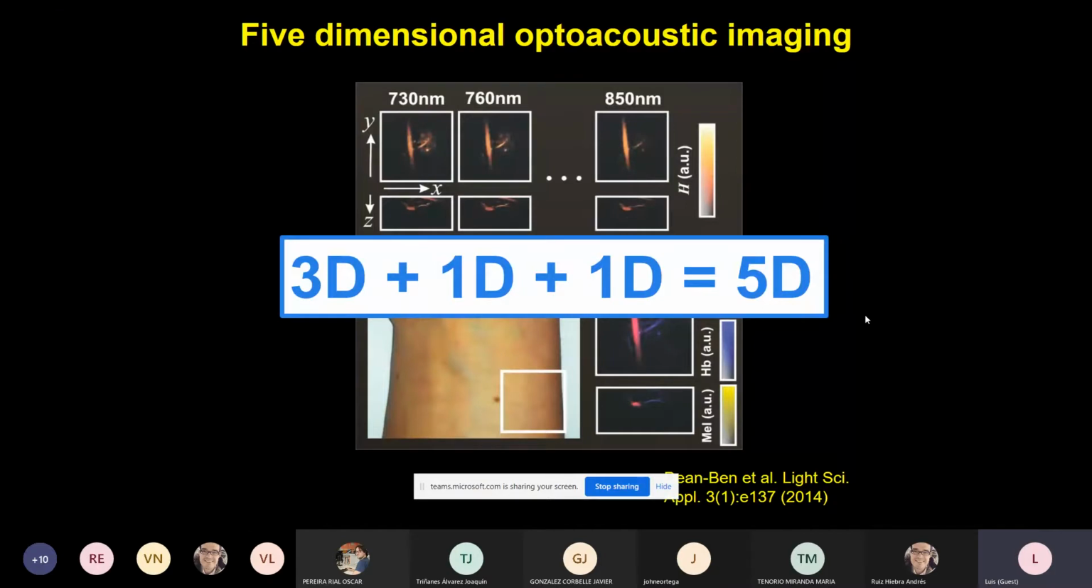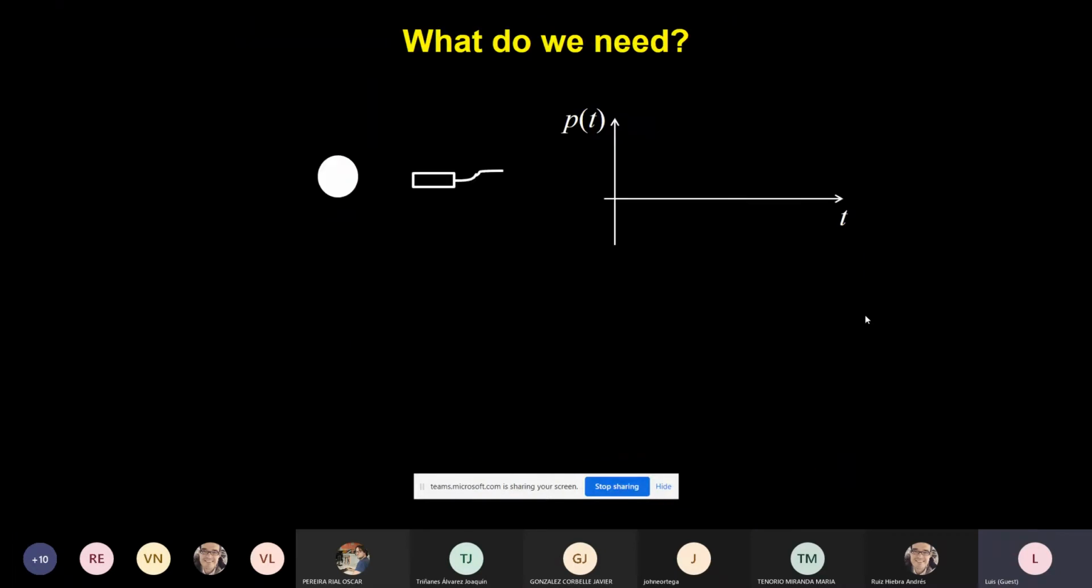And this is a lot of information that we can process, and I'll try to guide you a bit on how to do it, from the very basic to the most recent things that we're doing. Okay, so let's start from the very basic. What do we need to build an optoacoustic image, or how does it work at a fundamental level?